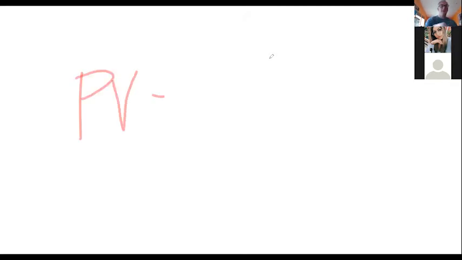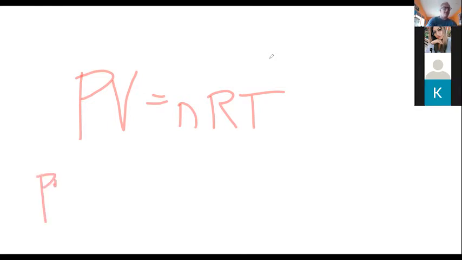Can anyone give me what the ideal gas law is? PV equals nRT. Good old PV equals nRT. So what do these all stand for? What does the P stand for? Pressure, right. And what units do we typically measure pressure in? ATM. Atmospheres, right.